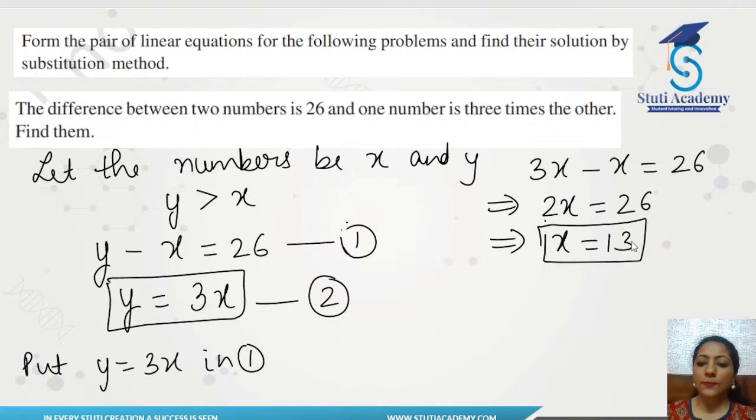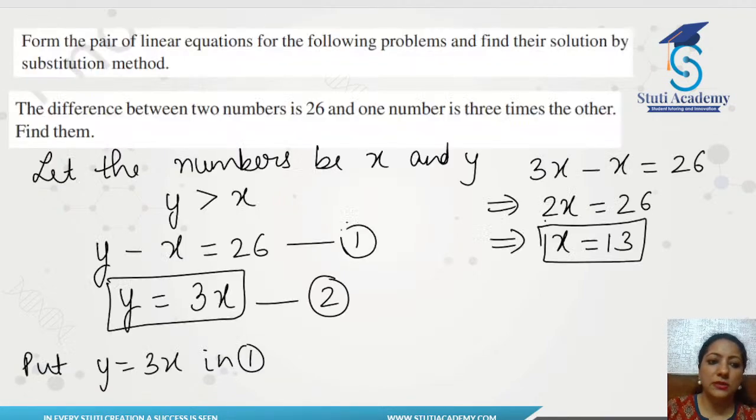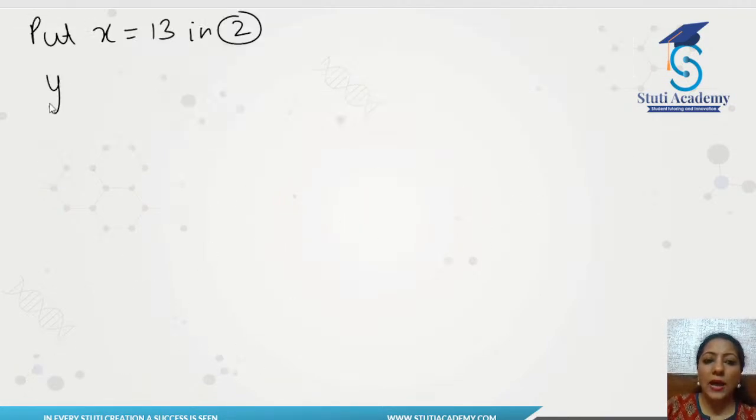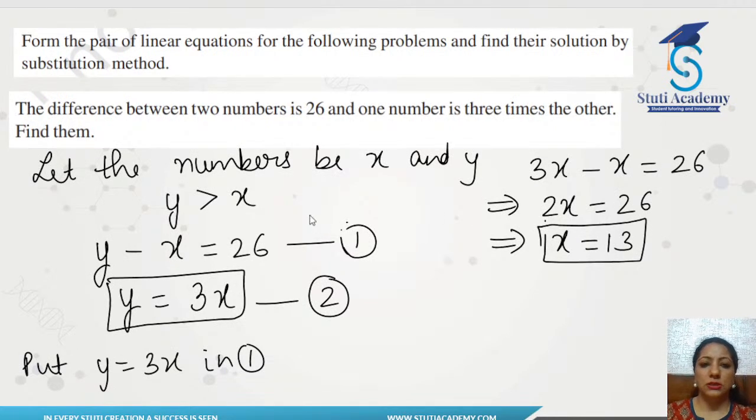Now x is 13. We'll pick up this value and we're going to put it in the second equation. So put x is equal to 13 in the second equation, and then we will get here y is equal to 3x. That's the second equation. So y is 3 times 13. So y finally is 39. We've got the bigger number as 39 and the smaller one as 13.